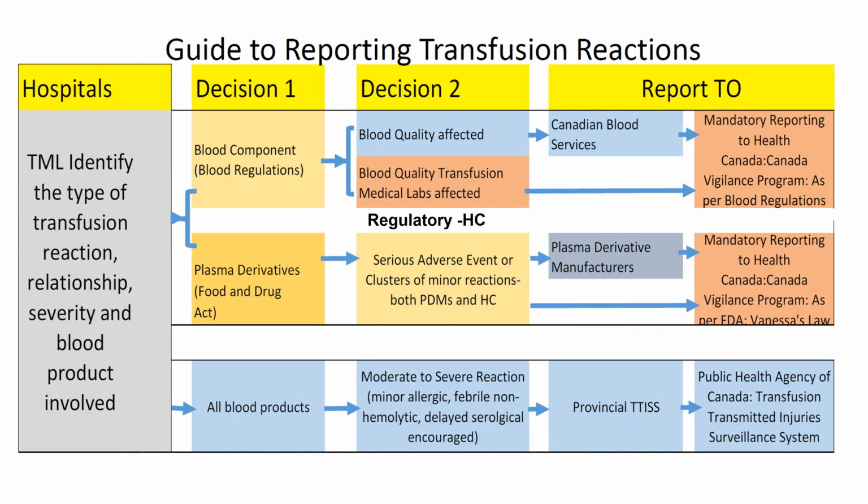If it was a plasma protein product or plasma derivative that the reaction resulted from, and it was serious, it would have to be reported both to plasma derivative manufacturers and Health Canada as per the FDA and Vanessa's Law. All reactions that are moderate to severe from all blood products need to be reported to your provincial TTISS office. And we encourage in Ontario the reporting of minor allergic reactions, febrile non-hemolytic reactions, and delayed serological reactions. And the provincial TTISS office reports to the national program.